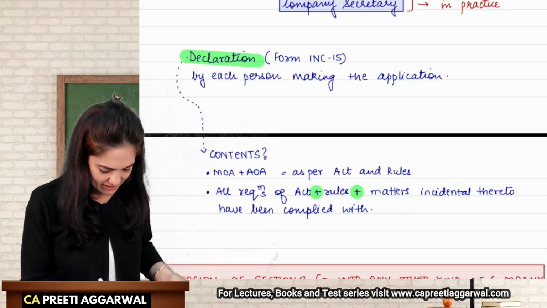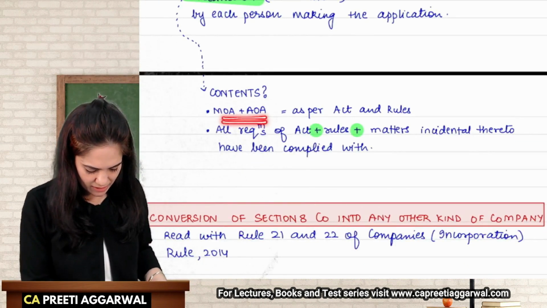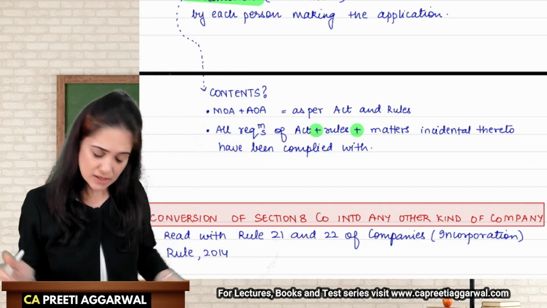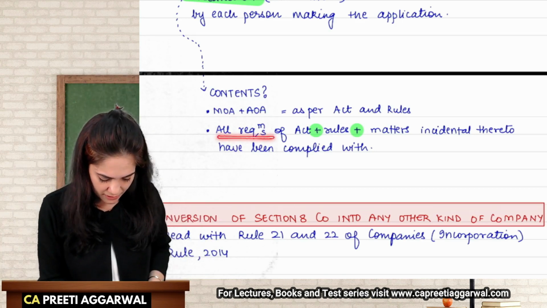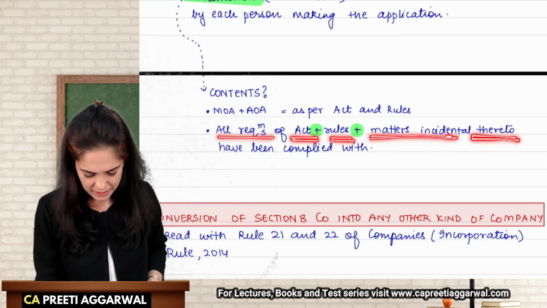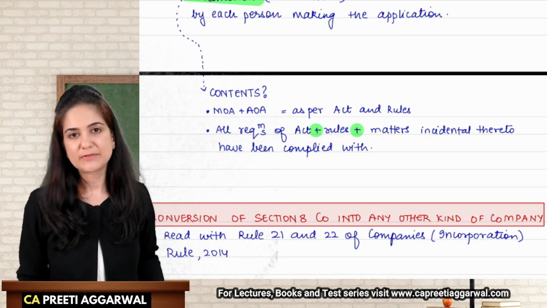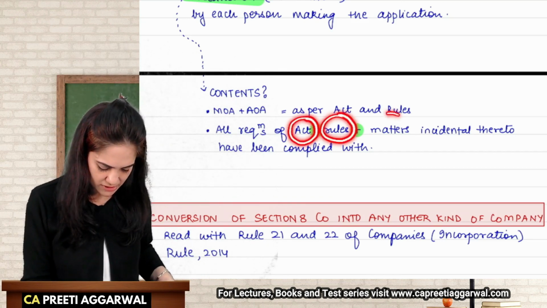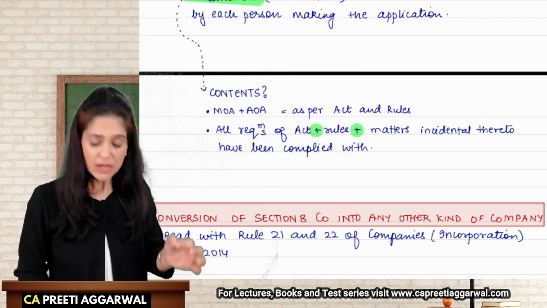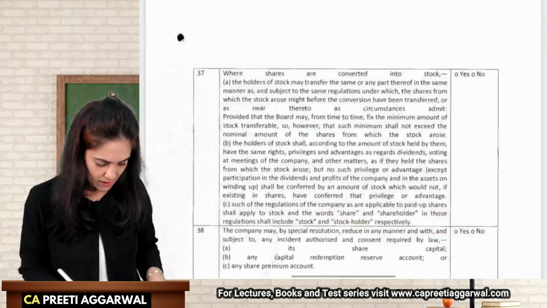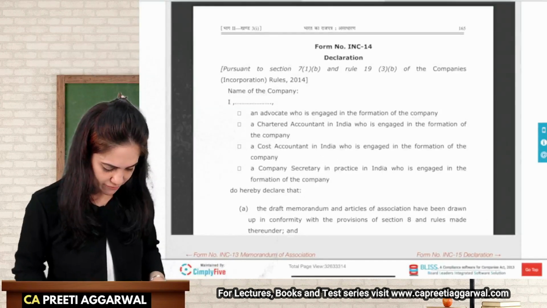What will they declare? They will declare that the memorandum and articles are as per the act and the rules framed thereunder. They will declare that all the requirements of the act, rules and matters incidental thereto have been complied with. Now, when we see all this, it will be easy for us to remember. Okay, so let's see what is the pro forma of INC 14.